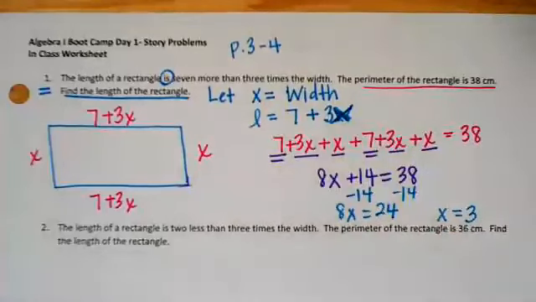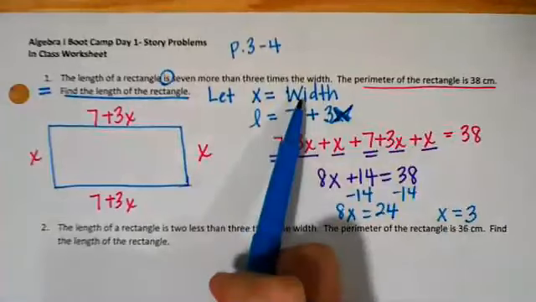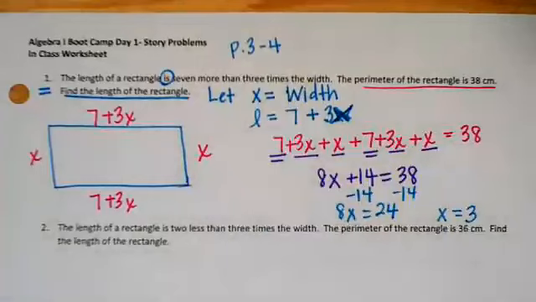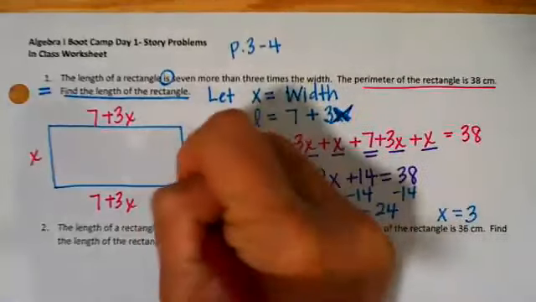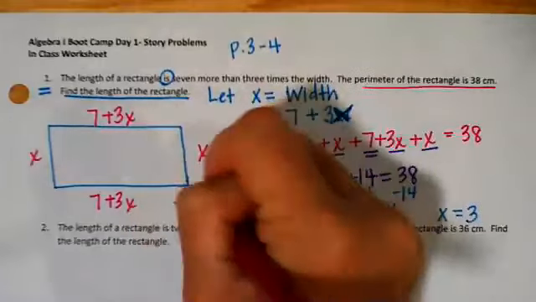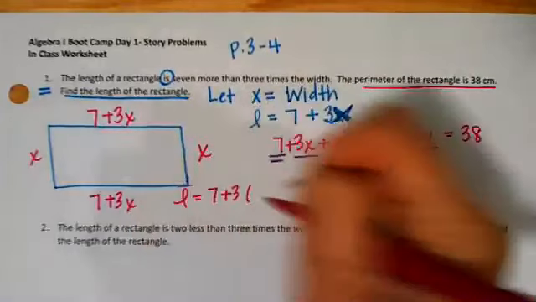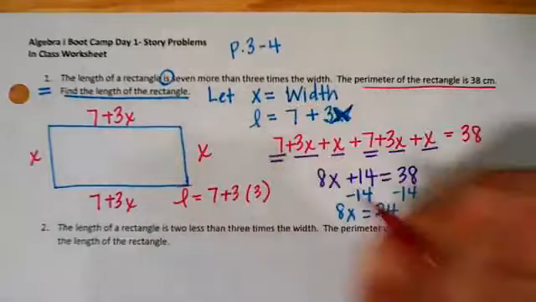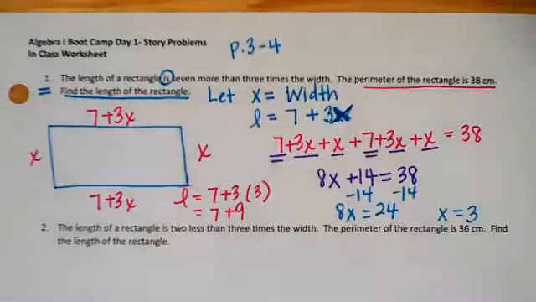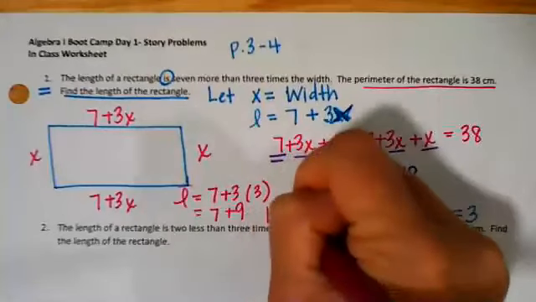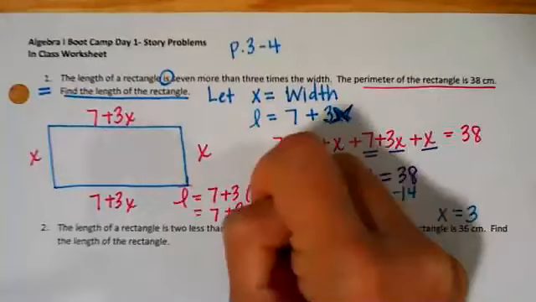So now just verify that you're actually answering the question. Remember, they asked us to find the length of the rectangle. x represented the width, so we do have a little bit more work to do, where I need to go back and plug in that x. So the length is equal to 7 plus 3 times 3, which is 7 plus 9, which gives me that the length of my rectangle is 16 centimeters.